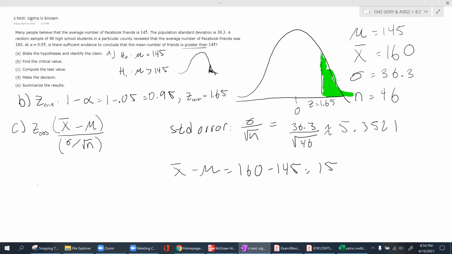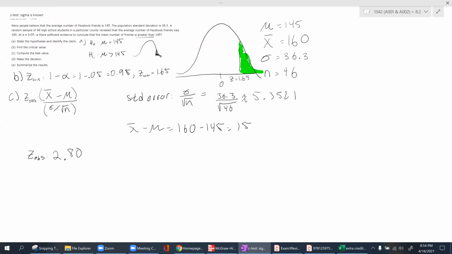So let's plug that in. The value of the z-test that I'll be observing is 36.3... I got 2.88. We'll do these z values to 2 decimal places. Go ahead and keep this to 2 decimal places.